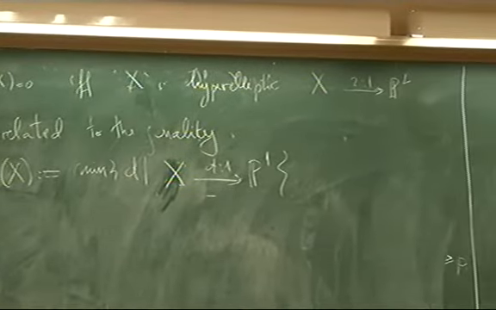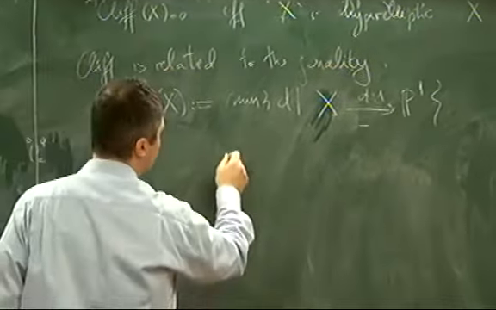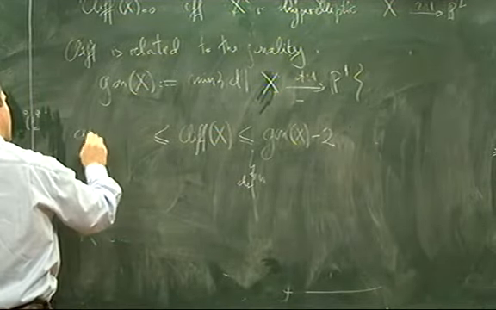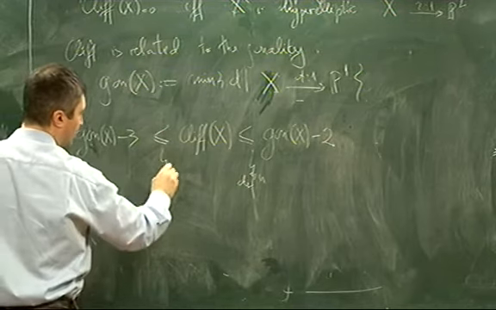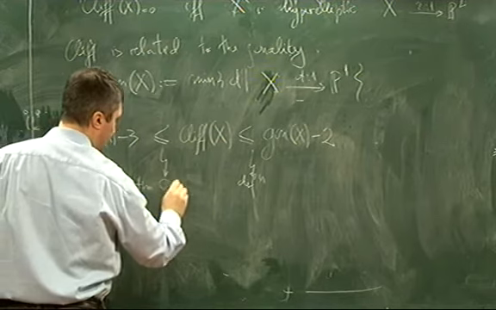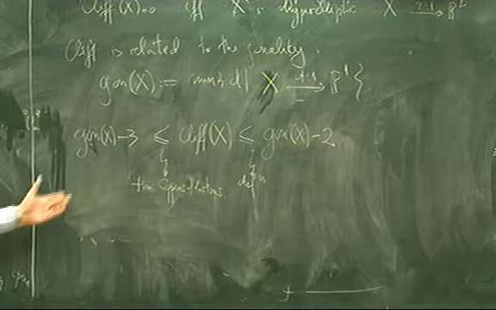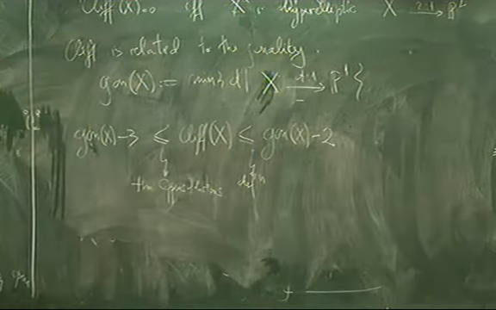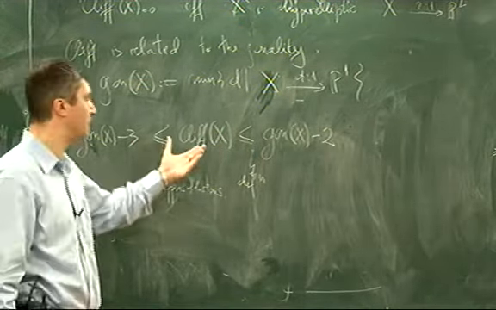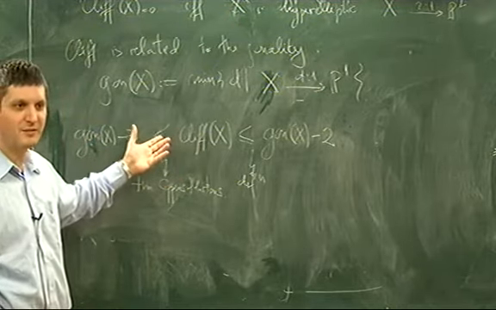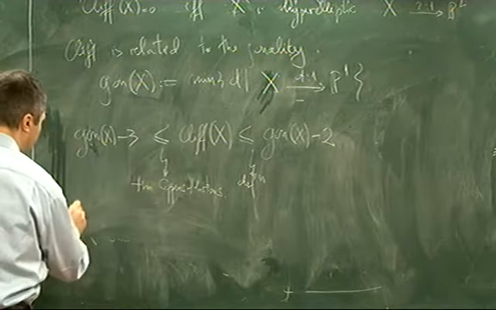So the two are related in the following way. We have one inequality which is just the definition: the Clifford index is bounded by gonality minus 2. And the other inequality is that it's greater than or equal to gonality minus 3, and that's a theorem by Coppens and Martens. So they are really very, very close to each other.